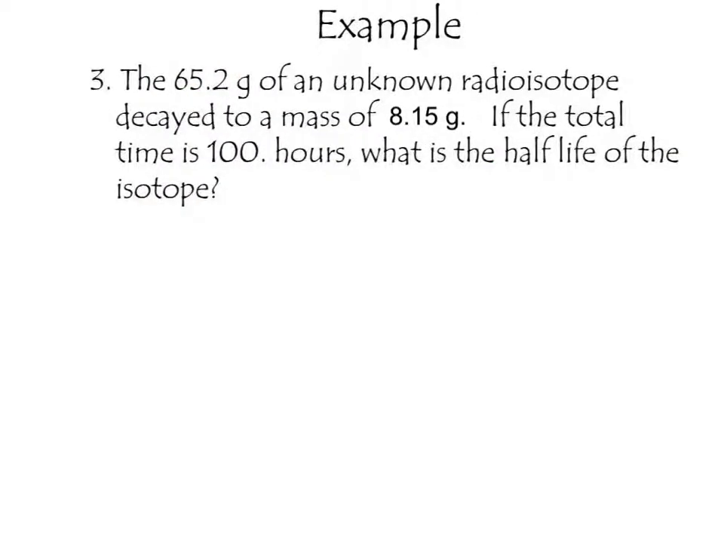Okay, so in this example, we still need to know the same four pieces of information. So let's go ahead and write them out. The original mass, the final mass, the total amount of time that's elapsed, or how old it is, and the half-life. So let's go ahead and read this problem.